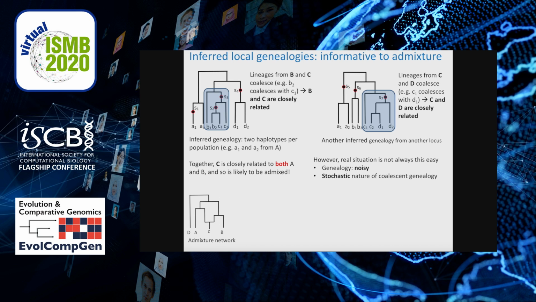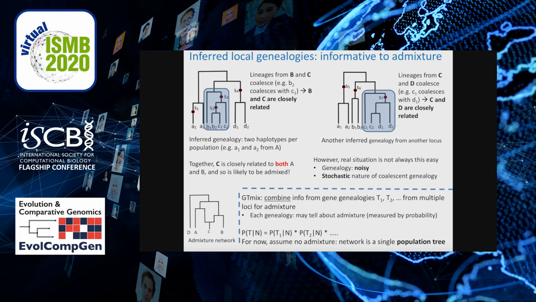However, the real situation is not always this easy. First, inferred genealogies tend to be very noisy, and there is also complexity caused by the stochastic nature of the coalescent. The GTMX approach combines information from gene genealogies T1, T2, and so on from multiple loci for inference of admixture. The basic idea is that each genealogy tells something about admixture, and this something is measured by this probability. And then we combine this into the likelihood computation of the gene genealogies.